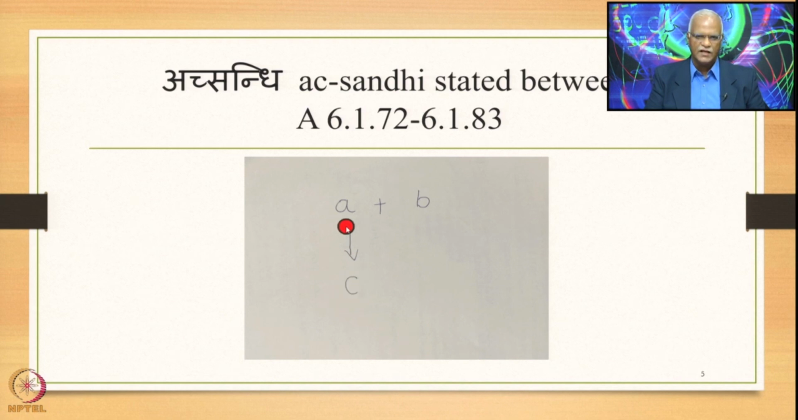A is the sthani, C is the adesha. Ekasthani, Eka adesha. B is the nimitta. So in the right hand side environment of B, A is substituted by C. So A plus B is the input and C plus B is the output.